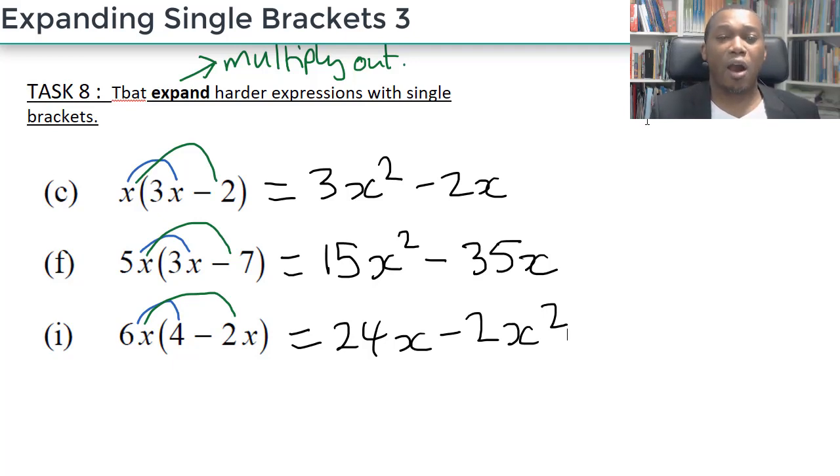If you've gotten this far and you can expand these, you're looking really, really good in terms of foundation GCSE. We're going to take it to the top of foundation GCSE, to the key skill for higher, in task 9.